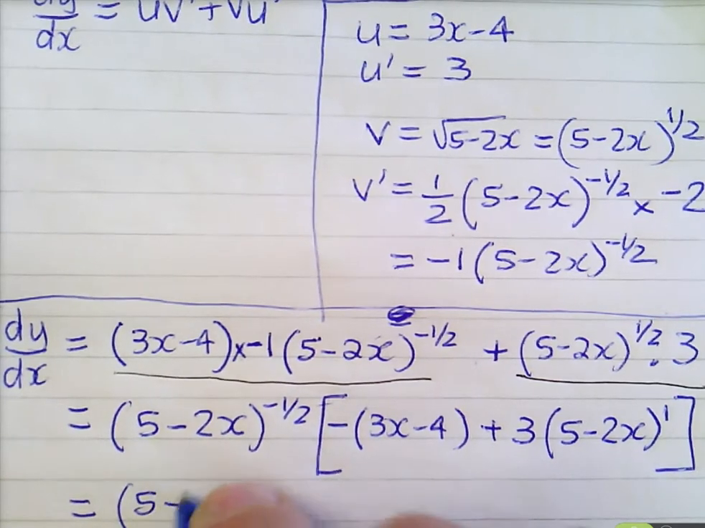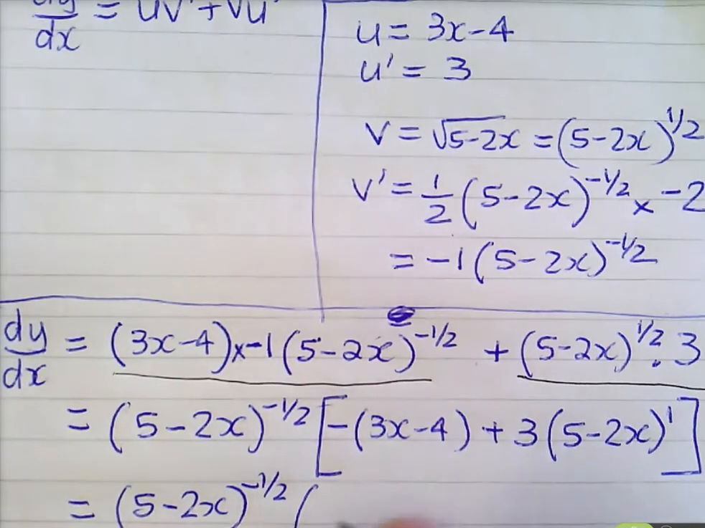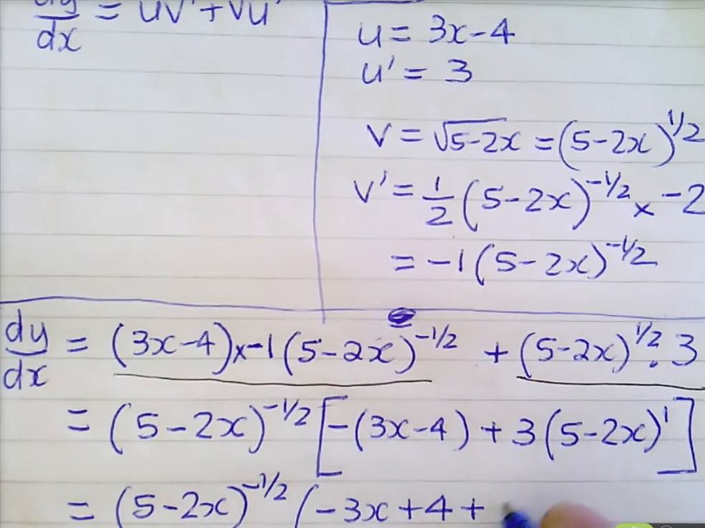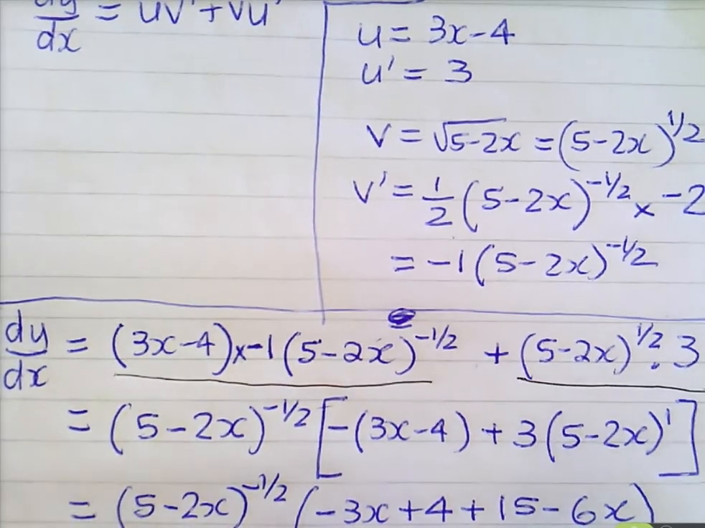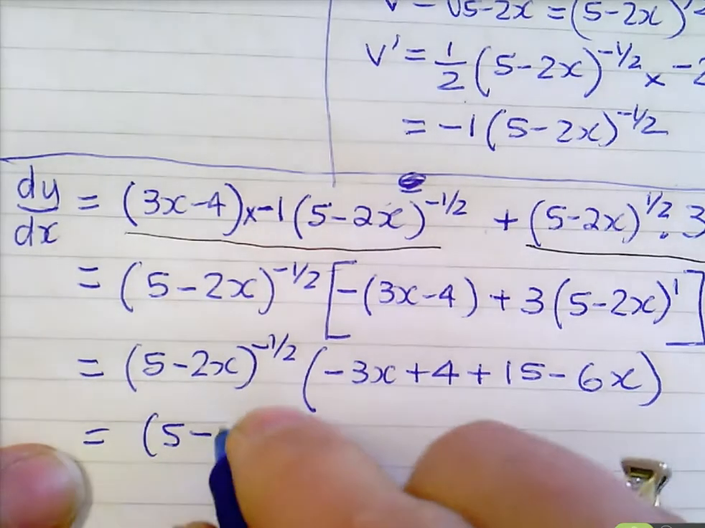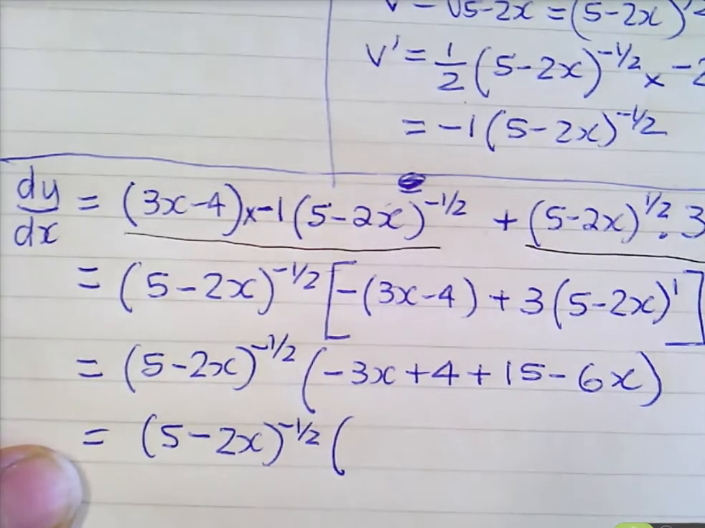So what have we got? To the negative a half. Expand this now. What do you got? Negative 3x plus 4 plus 15 minus 6x. So it's 5, sorry. Did we change it back to the square root? Yeah, we'll do it in a minute. 5 minus 2x to the negative a half, minus 9.